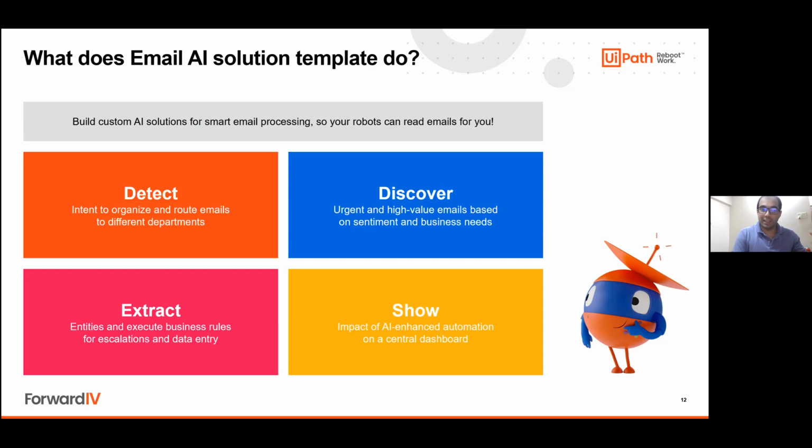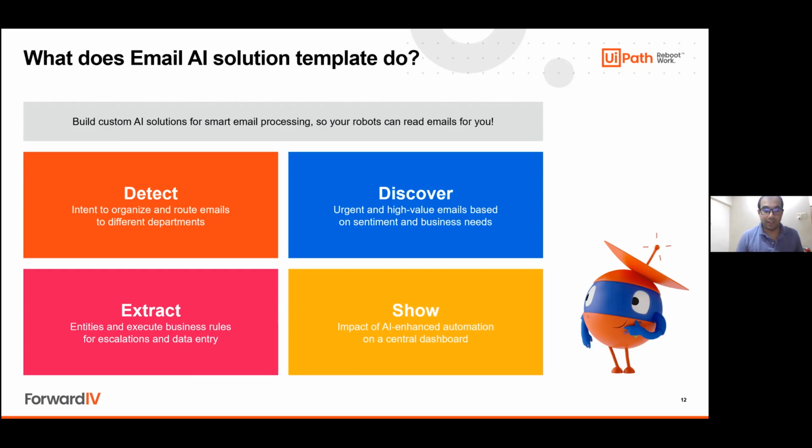So after detecting and extracting entities, sometimes we have to get humans involved, and we want to discover the urgency and prioritize it correctly. Finally, when we are running this email AI automation solution, let's assume you have implemented this template and understood the business needs. As head of automation, you want to actually be able to see what's happening with your solution.